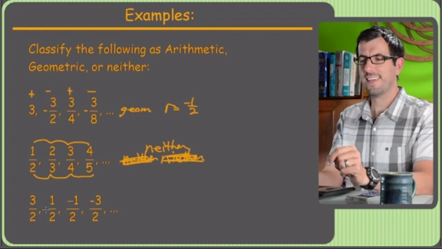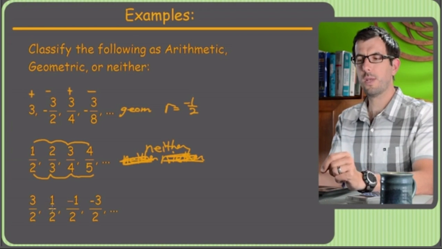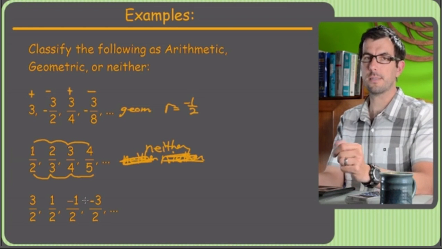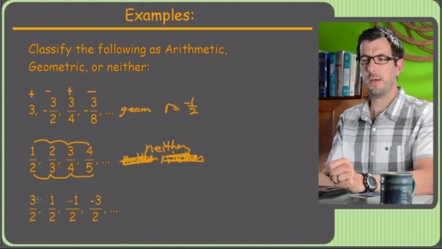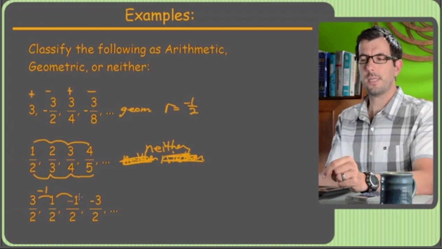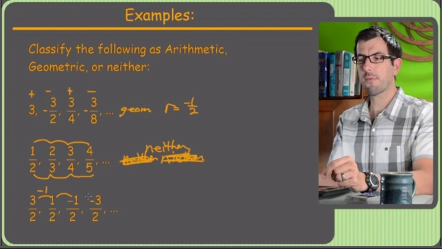All right, so last one, 3 halves to 1 half. Now, because there's fractions, you might be thinking, hey, I bet this is geometric. But let's take a look. 3 halves and 1 half, I could have just subtracted 1. So there's a common difference. If I take away 1 from 1 half, I get negative 1 half. Take away 1 again, I get negative 3 halves. So this is actually arithmetic with common difference equals negative 1.